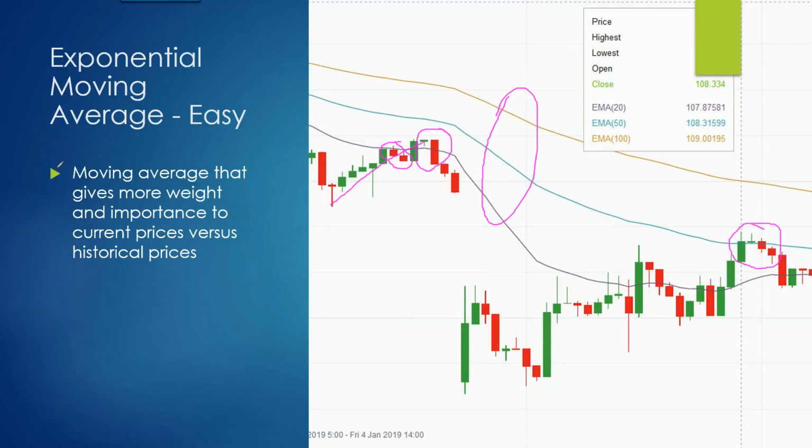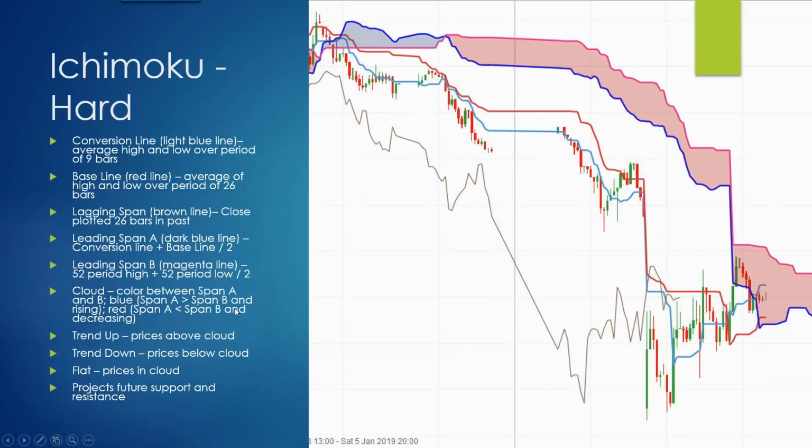Okay, any questions on the moving averages? Sometimes the simplest indicators can really be awesome. Okay, let's go to the next one.